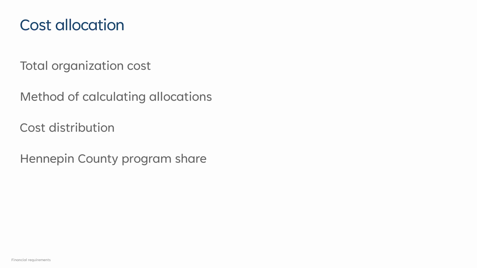The cost allocation schedule should outline the total organization cost, distribution of the costs, and allocation basis or method of calculating allocations, and will provide support for the decisions made for determining the Hennepin County program's share of those predefined costs.